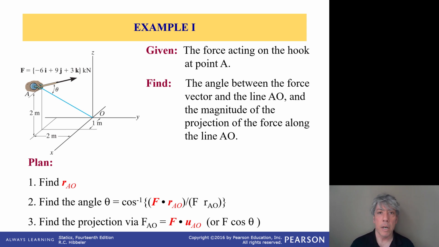Of course, we'll use the dot product along the way, to calculate the dot product of the force vector with the position vector, and then normalize it by dividing by the magnitude of those two, then take the inverse cosine. Then what we'll do is find the projection FAO, which is the projection of F onto line AO, by taking the dot product between vector F and the unit vector along line AO. Or we could simply use the magnitude of vector F times the cosine of the angle between them, which we found in step 2.